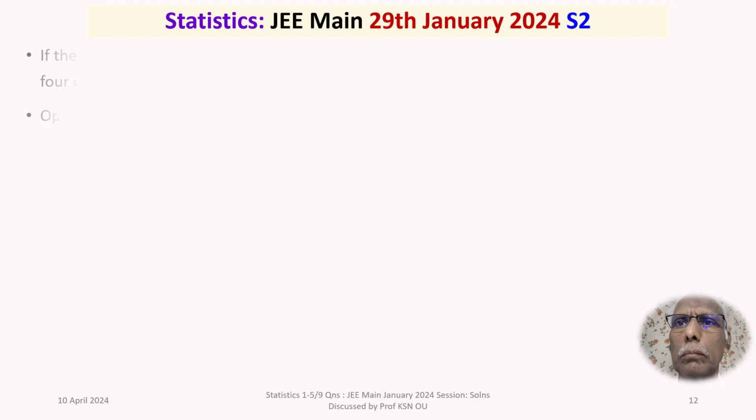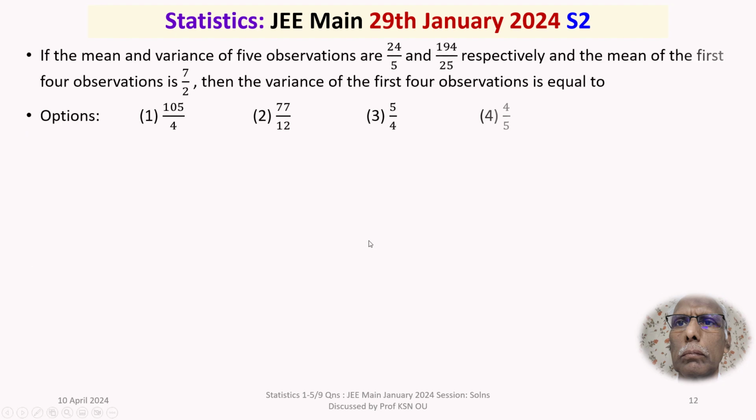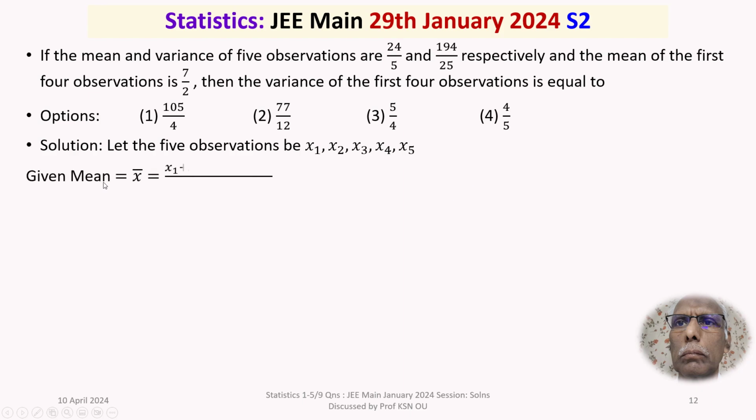Let's now discuss the solution of the problem in detail. Let the 5 observations be x1, x2, x3, x4, x5. Given the mean x bar is equal to the sum of the observations by the number of observations, and x bar is given to be 24 by 5. So the sum of the observations will be 24, the 5 cancels. So x1 plus x2 plus x3 plus x4 plus x5 is 24.